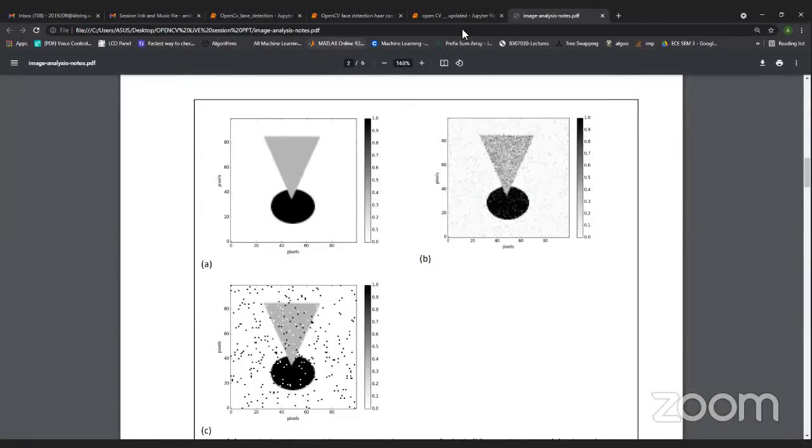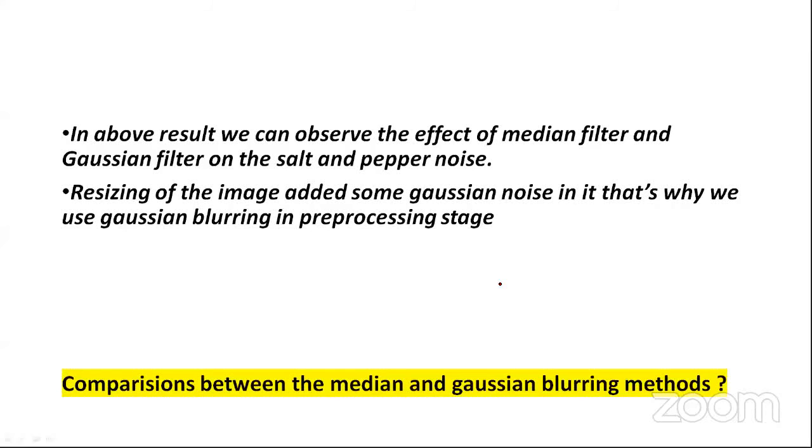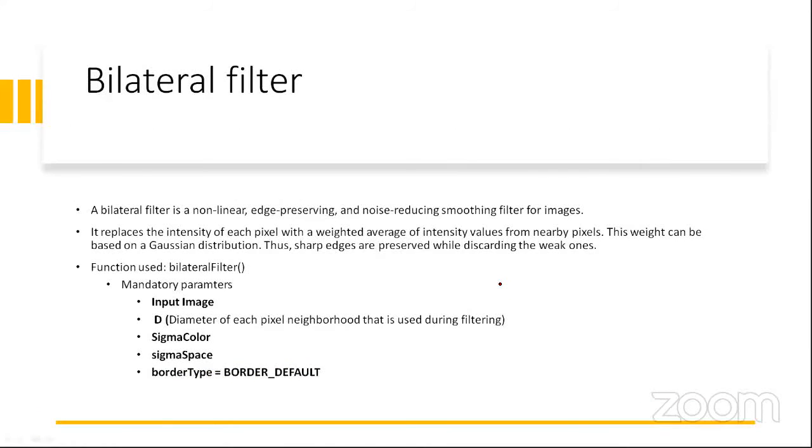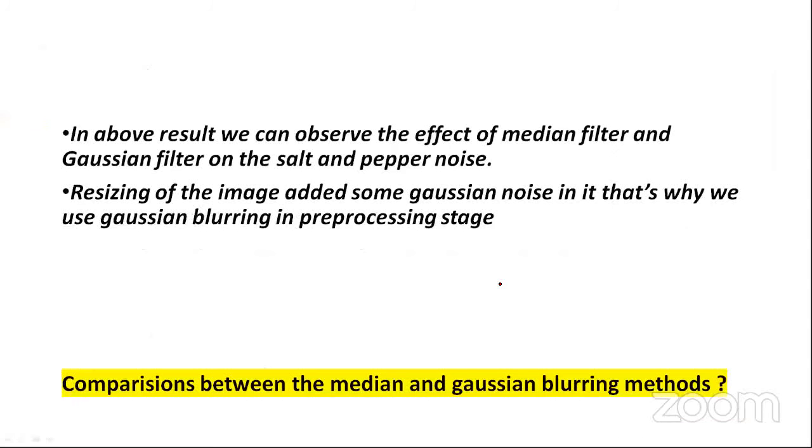So we will move to our slide. So this is all about Gaussian blurring. Now we have covered Gaussian blurring and median blurring.